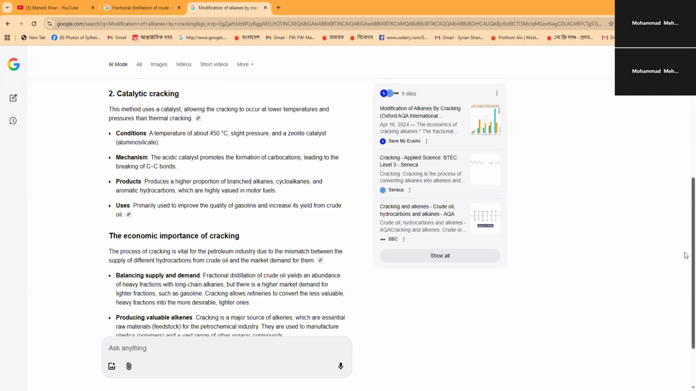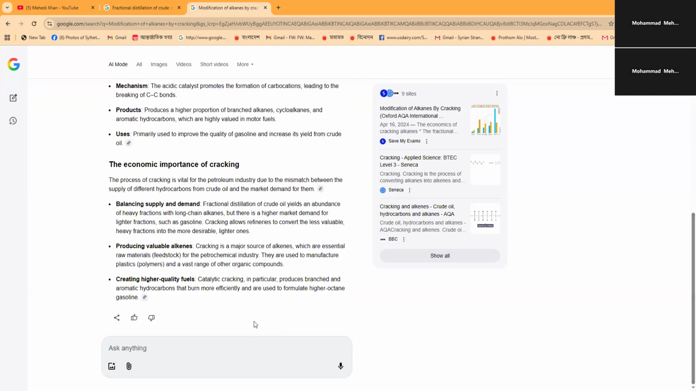So what is the importance of these? These products of cracking are vital for the petroleum industry due to the mismatch between the supply of different hydrocarbons from crude oil and the market demand for them. Balancing supply and demand: fractional distillation of crude oil yields an abundance of heavy fractions with long-chain alkanes, but there is a higher market demand for lighter fractions, such as gasoline. Cracking allows refineries to convert the less valuable heavy fractions into more desirable light ones.